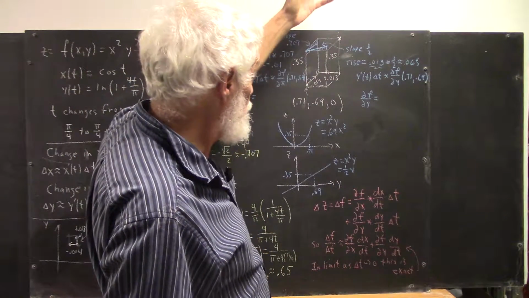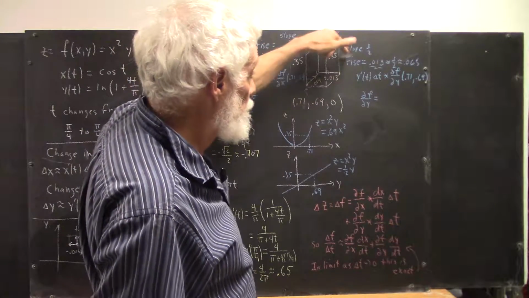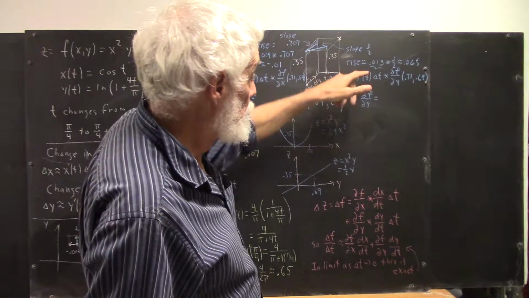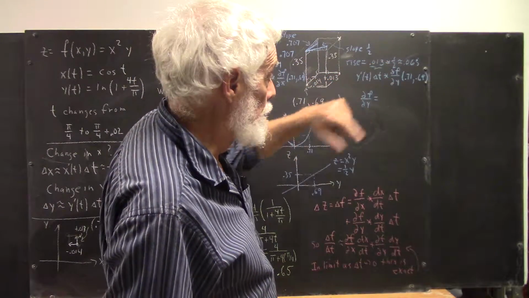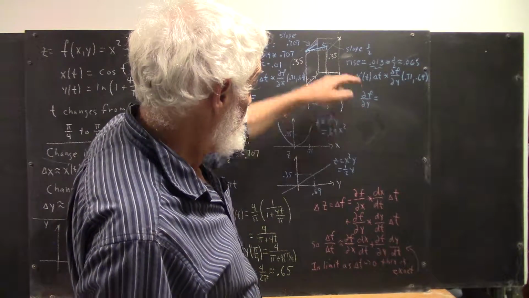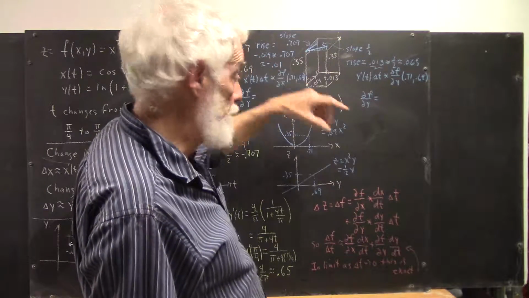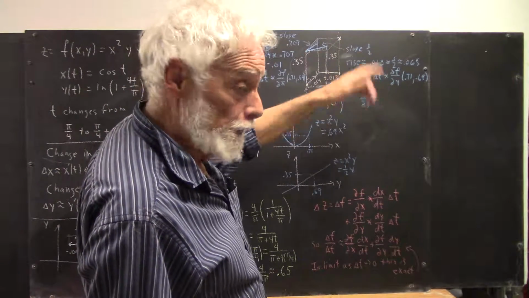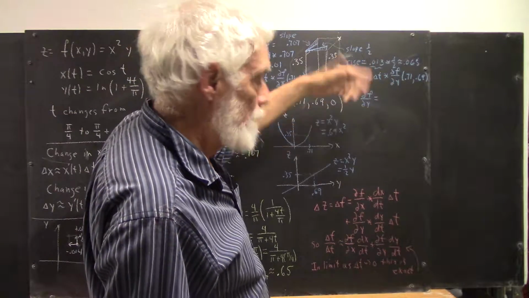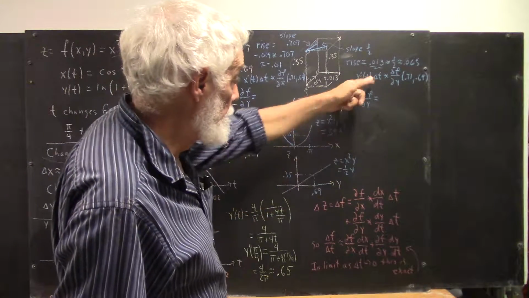And that result is just run times slope equals rise. So the rise is 0.013 times slope 1/2, or about 0.065. Now, this 0.013, remember, was calculated, as I indicated a minute ago, by a differential approximation, y prime of t times delta t. Just the slope of your y versus t graph multiplied by delta t.